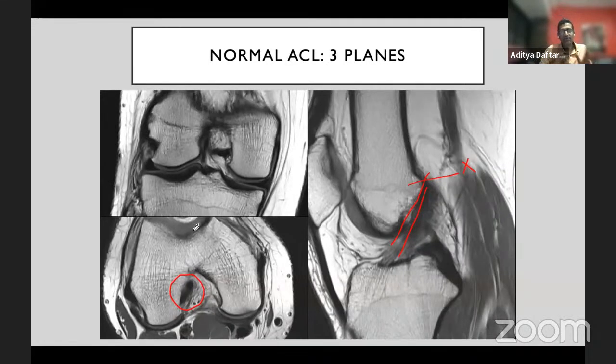So I think the first thing is for you to be able to trace the ACL well in the axial, sagittal, and coronal planes. Once you're able to do this consistently well, then you're going to be a long way ahead in your journey of evaluating the ACL as a ligament itself.